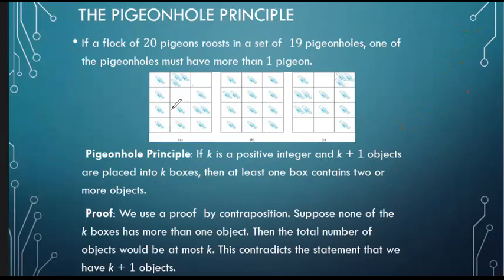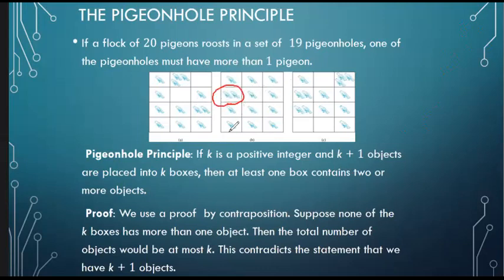Okay, so this diagram is representing the same. There are more pigeons than pigeonholes, so at least one pigeonhole will have more than one pigeon in it. If you notice this diagram, there is one extra pigeon than the number of pigeonholes. So in this case we have 2 pigeons over here.